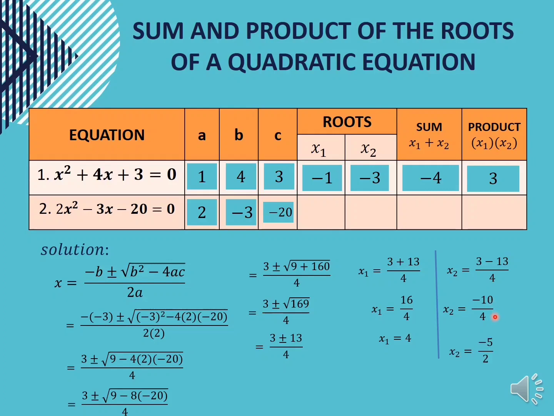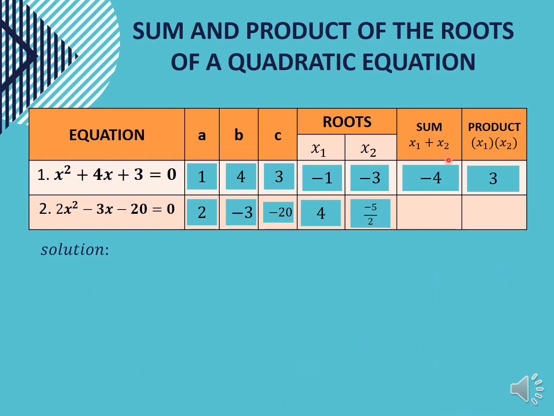So, that is negative 10 divided by 2, that is negative 5. And 4 divided by 2, that is 2. So, negative 5 over 2 in simplest form. So, that is our x sub 2. Now, completing the table, ang x sub 1 natin is 4. X sub 2 natin is negative 5 over 2. Now, after finding the roots, anong sunod?